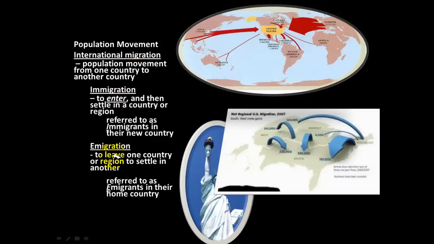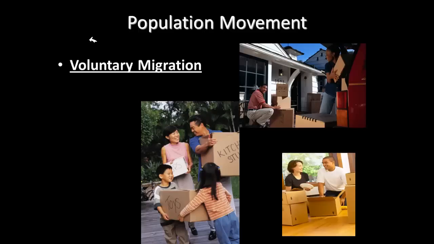And emigration with the E means to leave one country and to settle in another country. People who leave their country are referred to as emigrants. Now, let us not get too deep into this, okay? This is the only thing I want you to realize. When you say someone immigrates, they're coming into your country. Emigration with the E means they are leaving. So do not get too caught up on that.